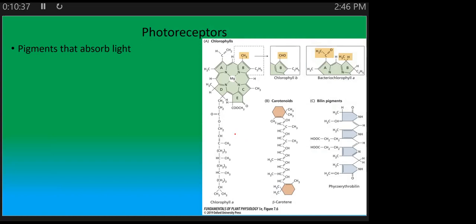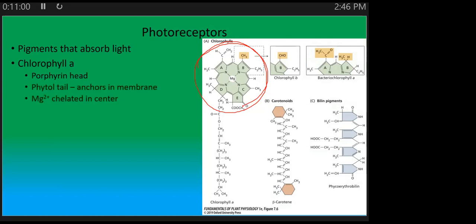On this figure, chlorophyll A is shown on the far left in figure A. You can see there are two parts to the pigment. You have the so-called porphyrin head region, which is this more complicated region here, and you can see there is a magnesium bound, or chelated, in the center of that porphyrin head. Then the phytol tail is this long, skinny thing. The phytol tail is embedded in the thylakoid membrane, the thylakoid membrane inside the chloroplast.